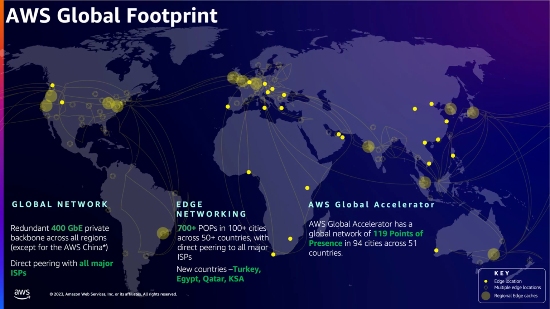So here's a brief overview of the AWS Global Footprint. It's made up of redundant 400 gigabit Ethernet private backbone with direct peering with all major ISPs. The Edge network has 700 plus points of presence in 100 plus cities across more than 50 countries with direct peering to all major ISPs in the regions. AWS Global Accelerator is part of this vast global footprint with 119 points of presence across 94 cities and 51 countries.